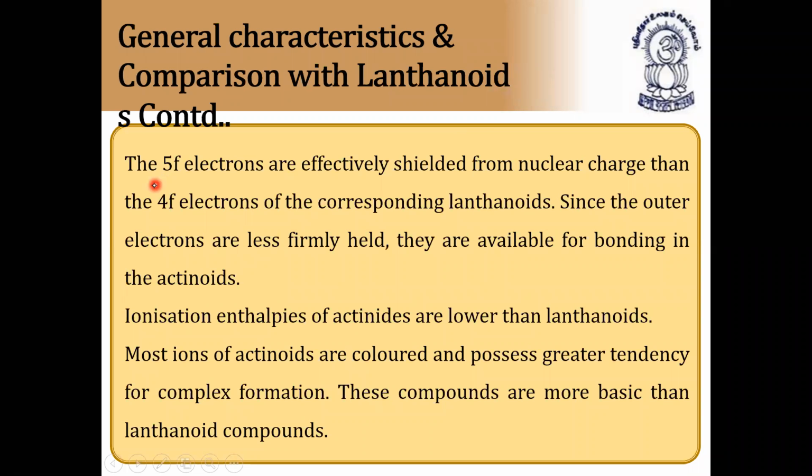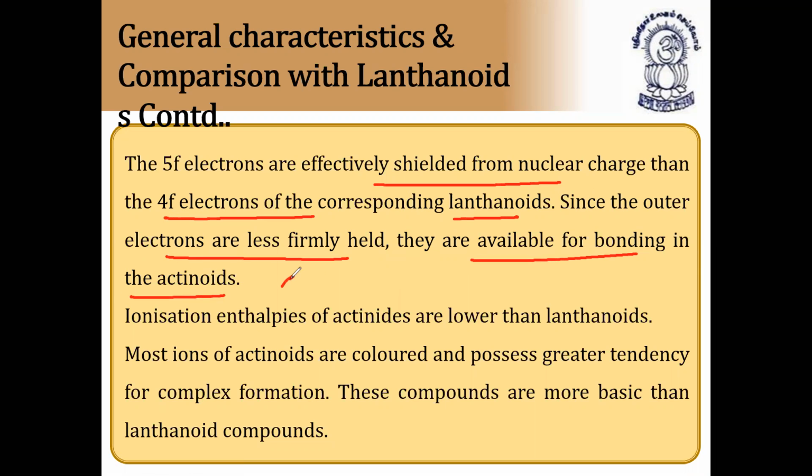Next, the 5f electrons are less effectively shielded from nuclear charge than the 4f electrons of the corresponding lanthanides. Since the outer electrons are less firmly held, they are available for bonding in the actinoids. That's why actinoids are more reactive than lanthanoids, because the 5f electrons have less shielding effect.